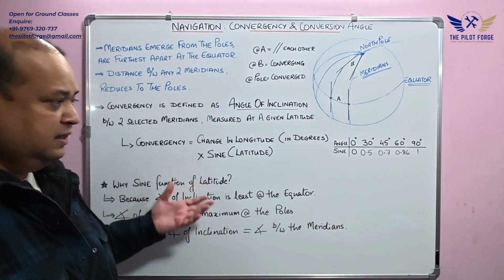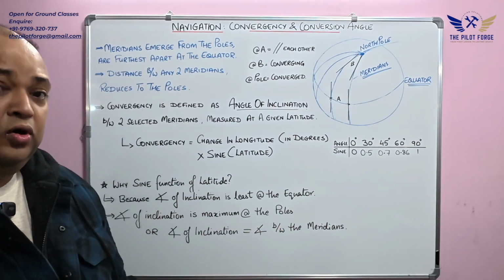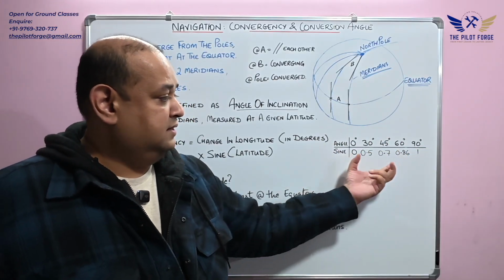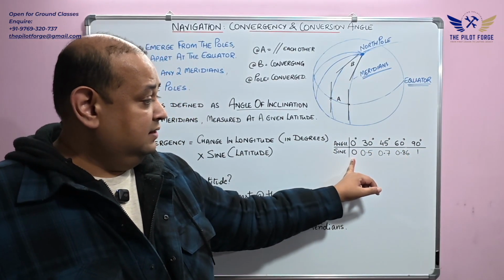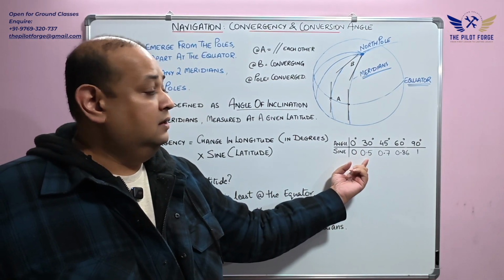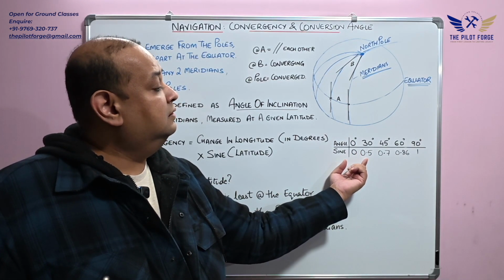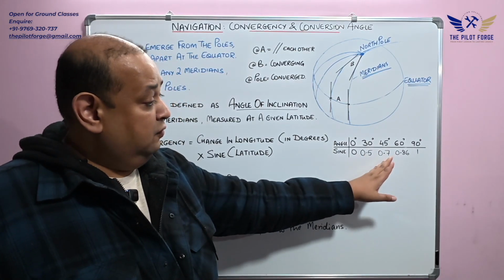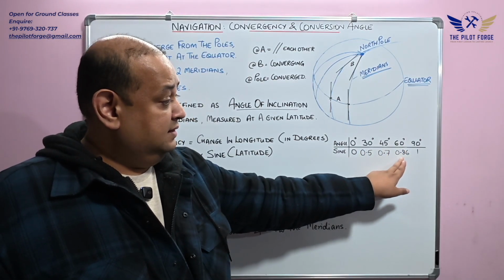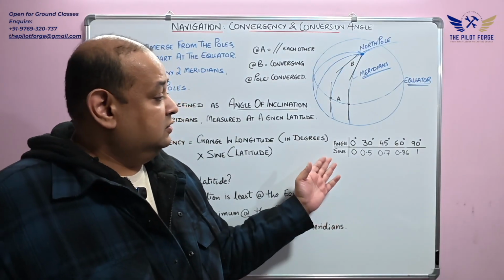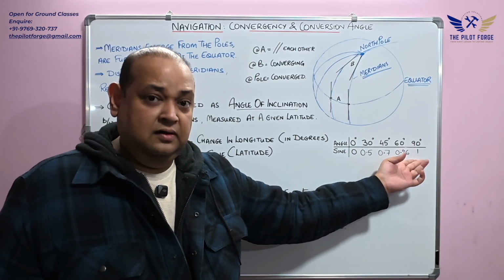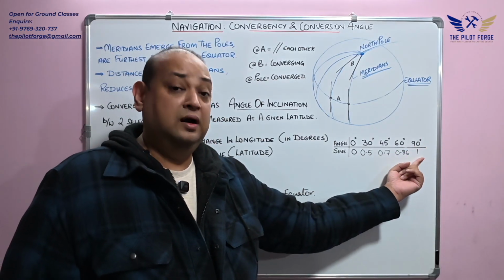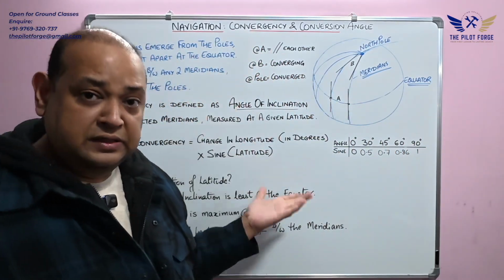If you want, you can have a read of this. What I want to point out to you is over here I've got the angles written down and the sine values of it. What you can see is at sine 30, the inclination between the two selected meridians is 0.5 or 50%. At 45, 70%, and at 60, 86%. So the inclination increases from the equator to the poles from 0% to 100%. That is what convergency is about.